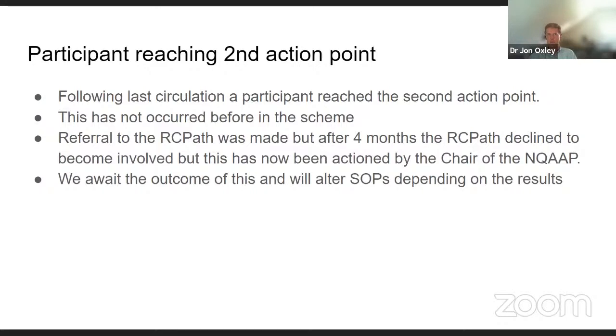As I say, it's normally quite different. First action points are not uncommon. They do occur, but normally when we contact the person, they either pull their socks up and do very well for the next couple of circulations, or they admit that they don't do Uropath and they were doing it just for their own interest. And that's it. Very good.